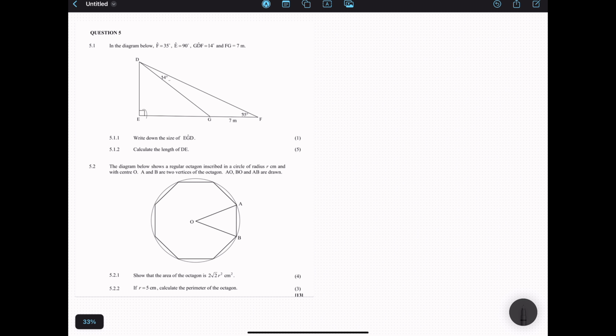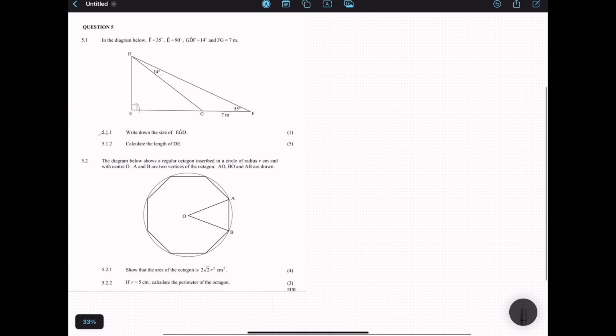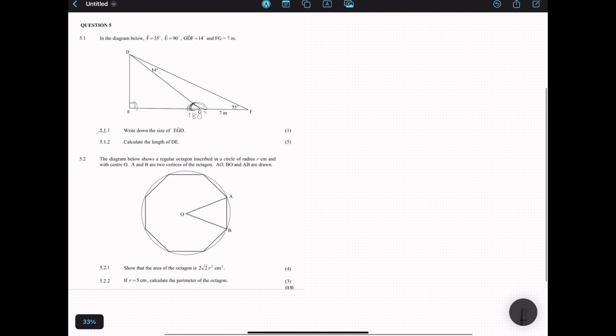The first question, 5.1.1, asks us to write down the size of angle EGD, this angle here. If you want to calculate that angle, it's very easy, but remember that the whole angle here is 180 degrees. So you can find this other angle first, then subtract it from 180, and you're going to get that angle.